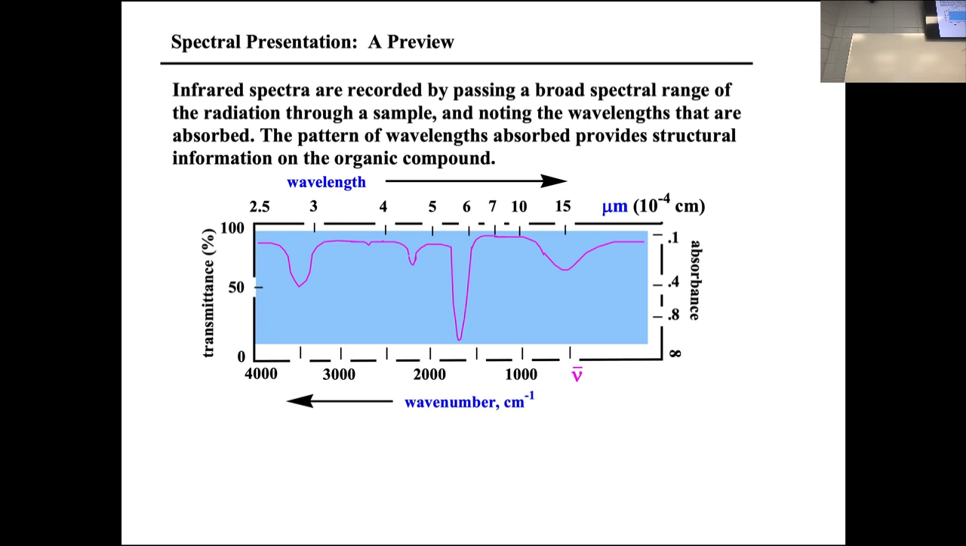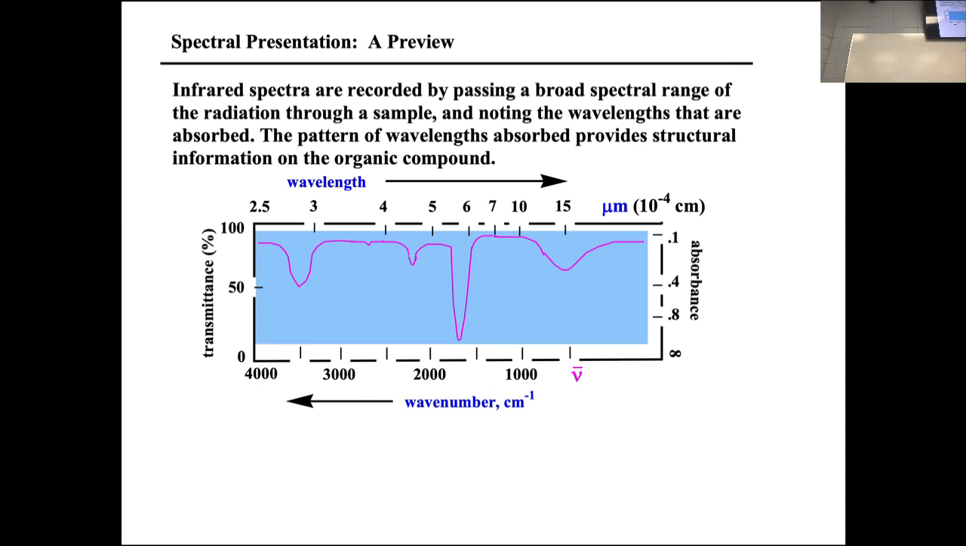What's that word? Transmittance. It's not absorption. They're inversely related. Okay? So if I'm at 100% transmittance, what does that mean? Zero absorption. So if something's close to 100, it means it's not absorbing any of that radiation.